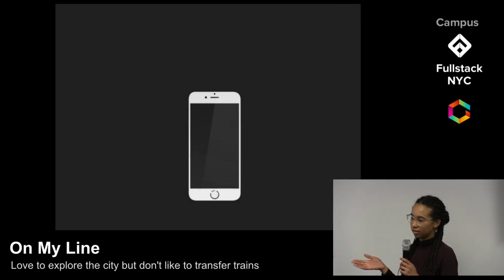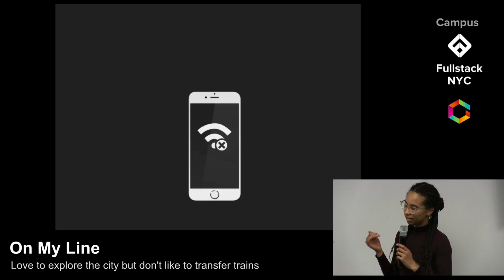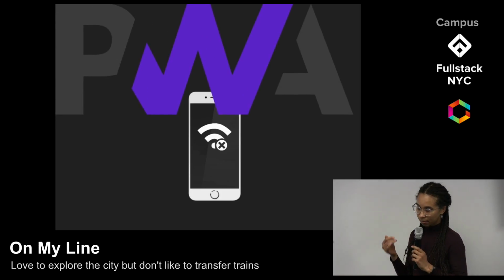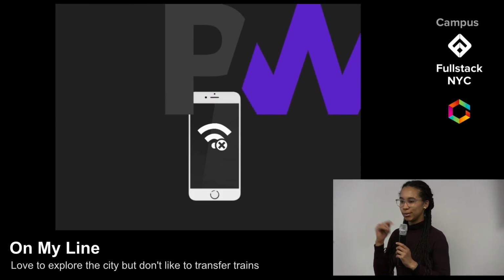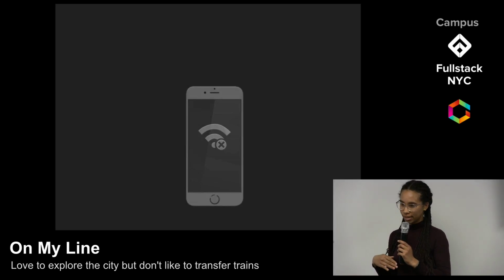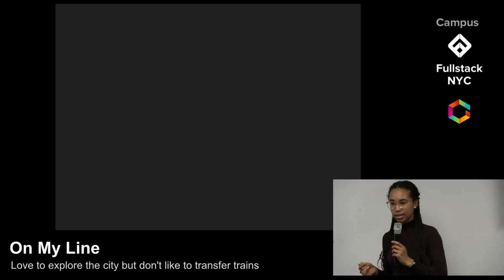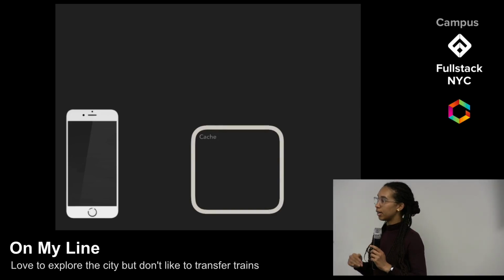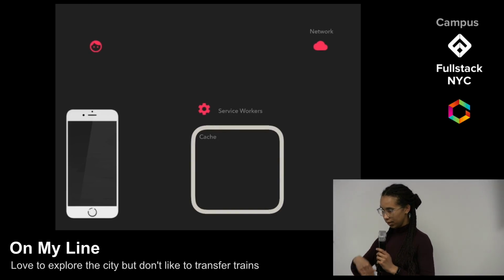When you're out and about or on the subway, good service can be hard to find. As On My Line is a progressive web app, we utilize service workers to ensure that you can still use On My Line when you're offline. They act as a client-side proxy server between the app and the network, allowing us to control when we use the network within the app.